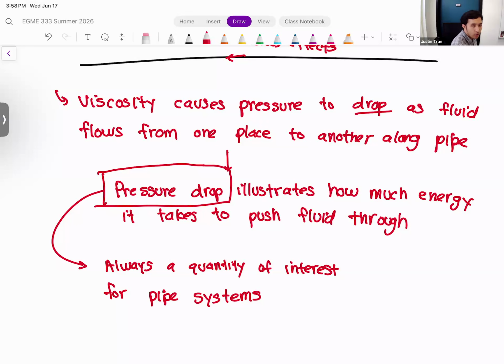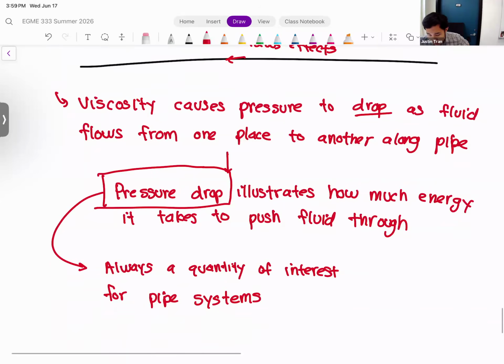But pressure drop and pipe flow, two peas in a pot, they come together. And so it's important as we move forward that you really appreciate and understand the significance of what the pressure drop actually represents. Essentially, the pressure drop measures how much energy it takes for the fluid to overcome these viscous friction effects in the flow.